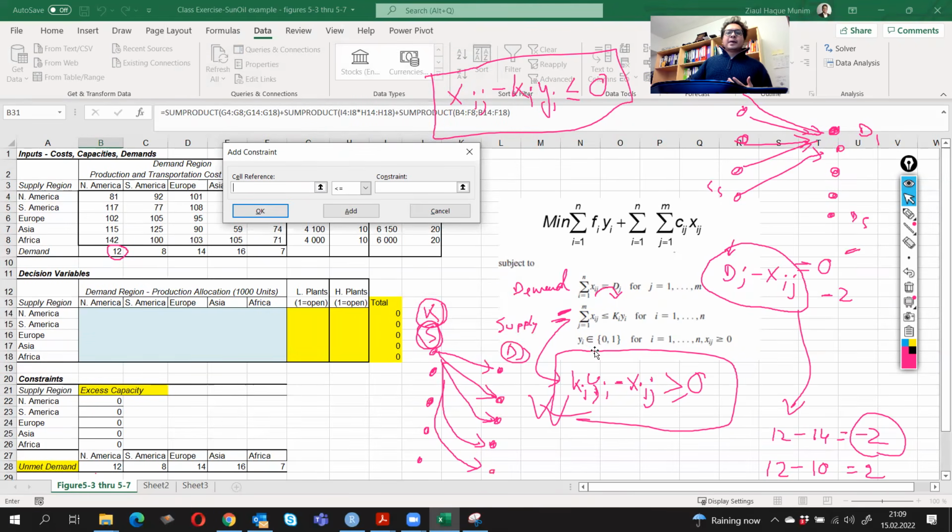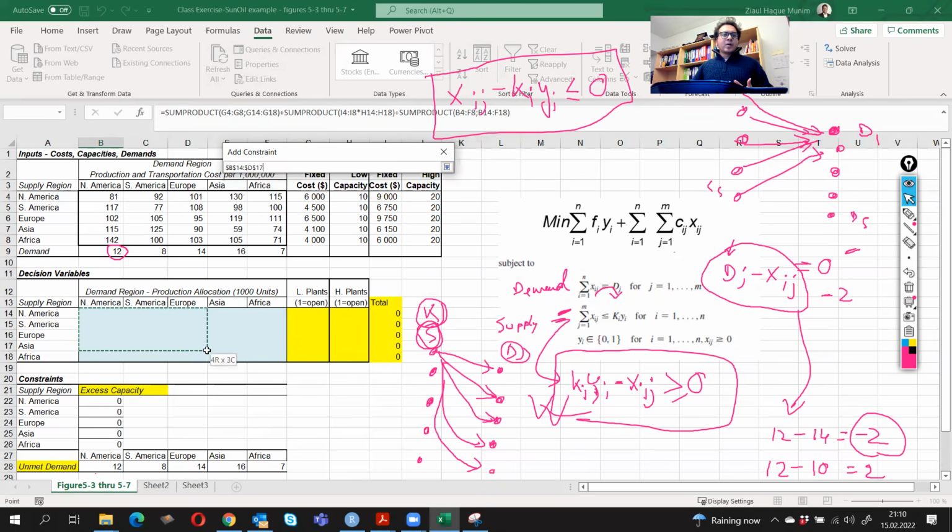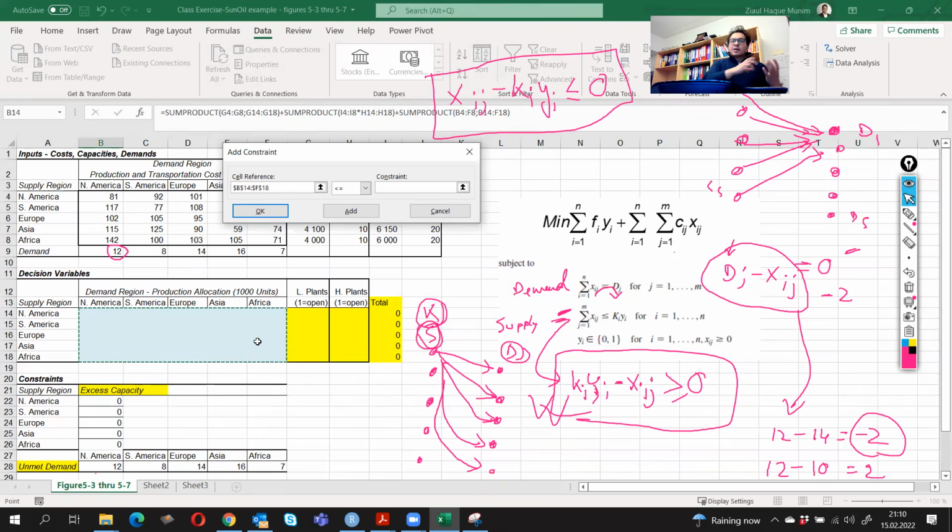Then my binary constraints. So here the low capacity plants and high capacity plants. I'm going to select these two rows here for the low plants and high plants, and I'm going to say they are binary, and I'm going to add them. Then the non-negativity constraint, xij should be greater than or equal to 0. So here we will get all the values of xij. The idea is that the volume that we are going to transport should be 0 or higher. They cannot be negative. We cannot transport negative volumes. So it should be greater than or equal to 0 once again.